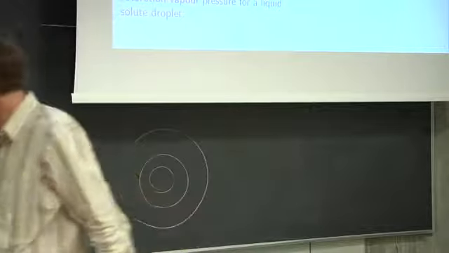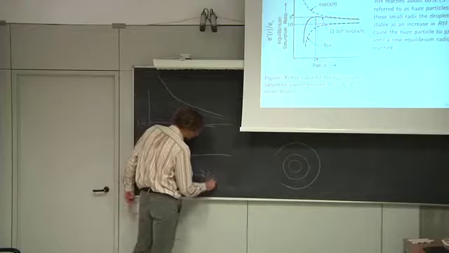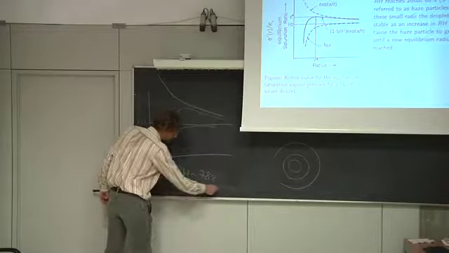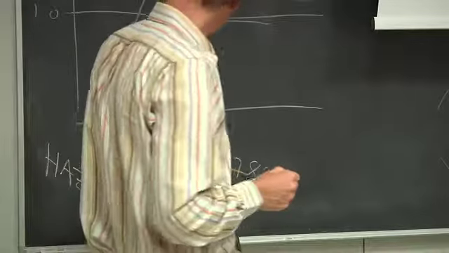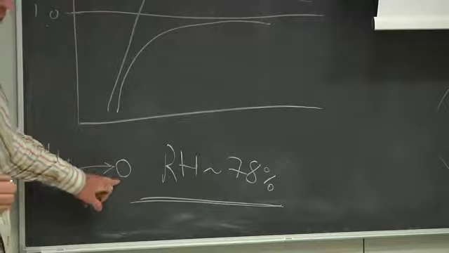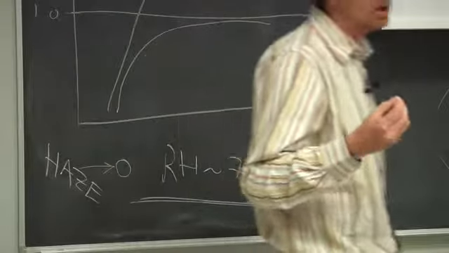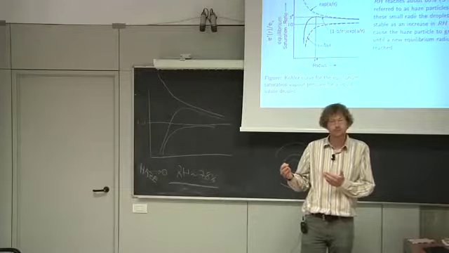And so that occurs already when the relative humidity reaches a value of around 78%. Okay. So these are not cloud droplets. These are submicron wetted solute droplets. Okay? And they, for example, are what is responsible for reducing visibility in the summer.